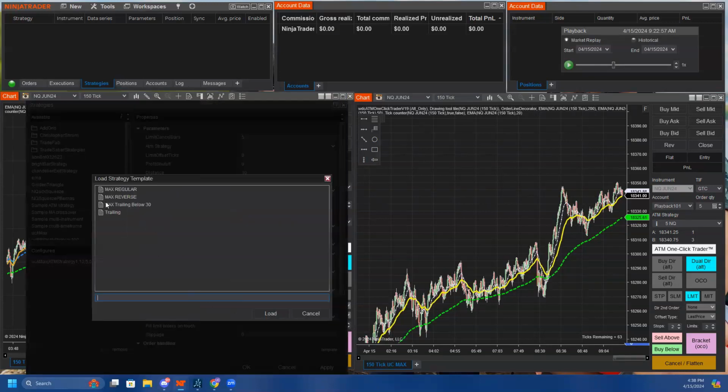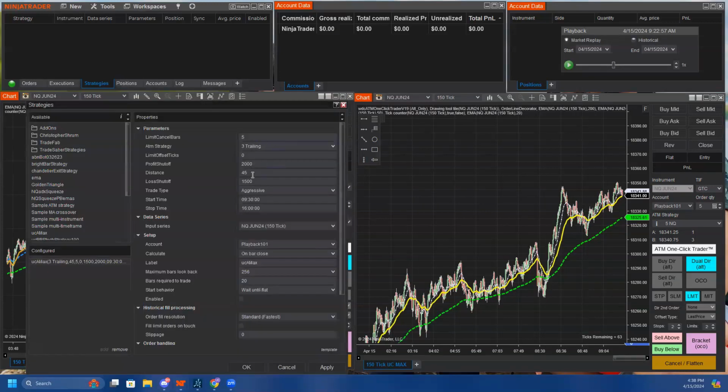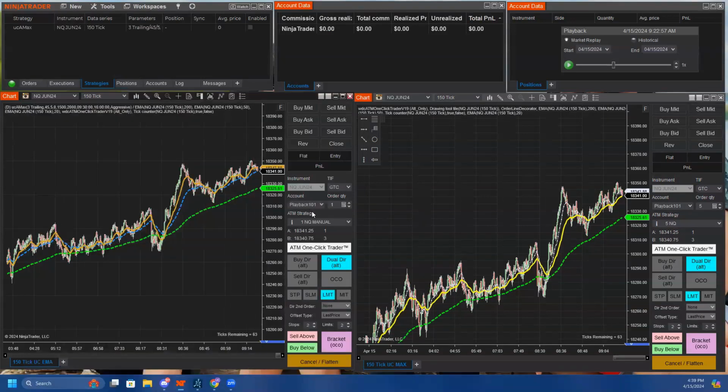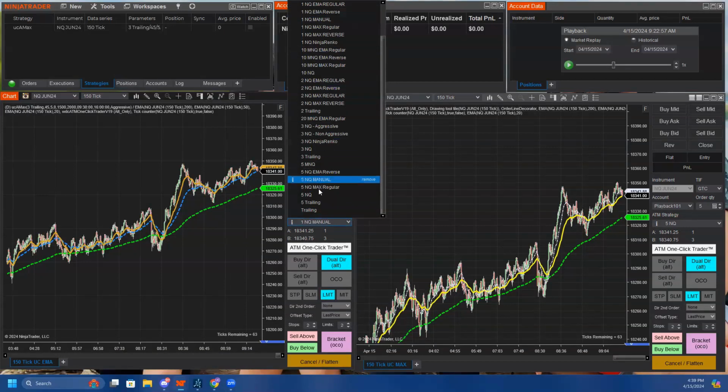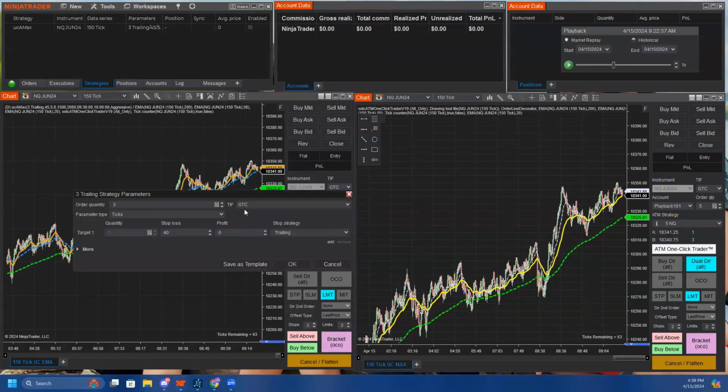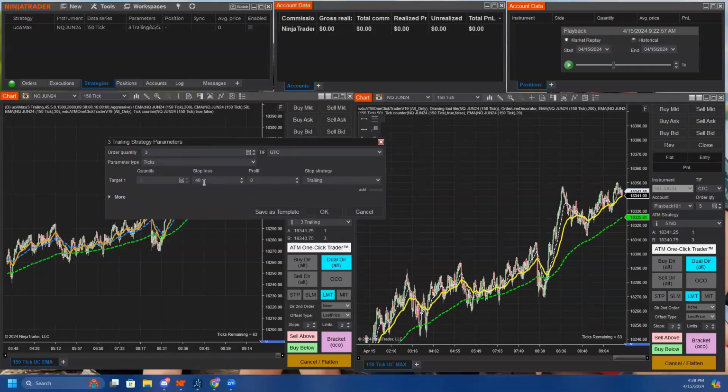And let's do the regular one, which is aggressive, 2000 profit, 45 distance. So now let's just run it with 3 contracts. Look at this template. 3 trailing. So this particular template, right? It only has a stop loss of 40 ticks, which is 10 points, right?